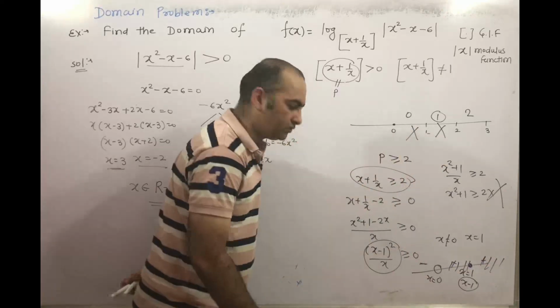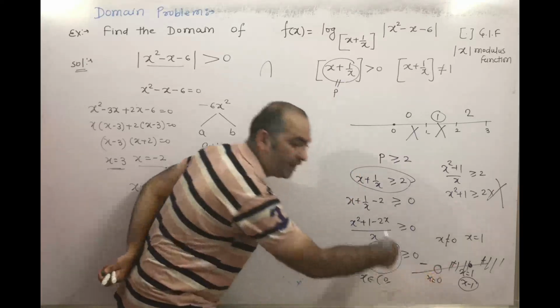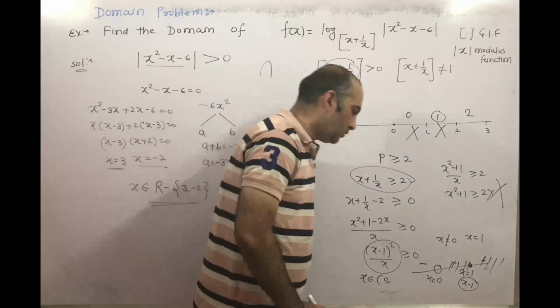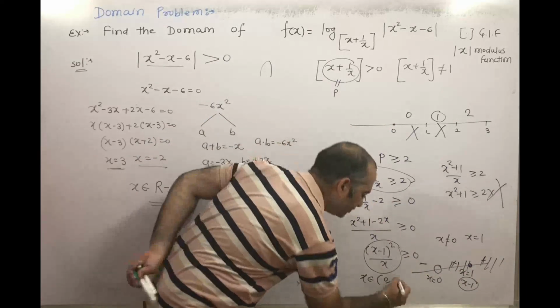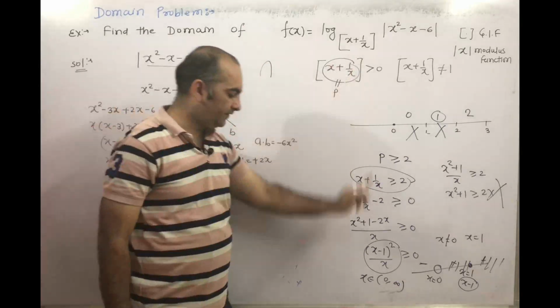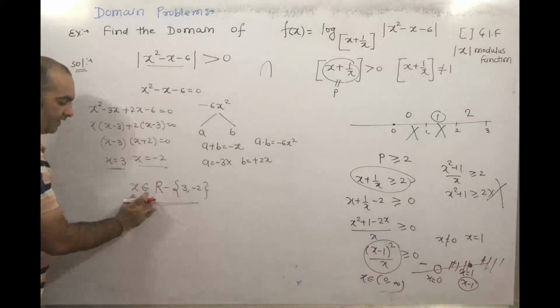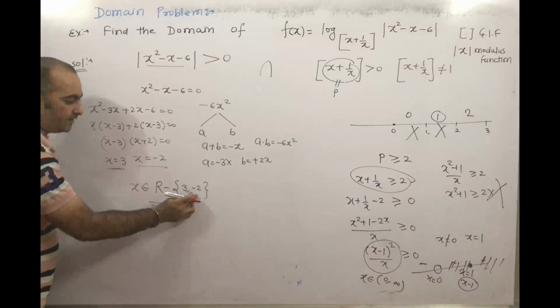So from here what will come? X belongs to what will come? 0 to 1 and 1 to infinity. 1 is included, so directly we can write this is 0 to infinity. This will come. So base is defined if x belongs to 0 to infinity, and this one is defined if x belongs to R minus [-2, 3].